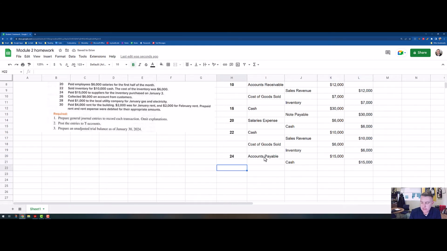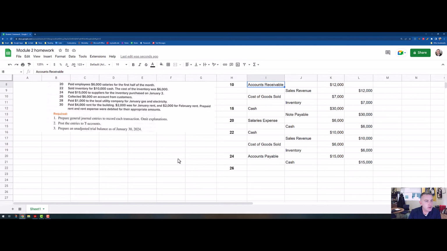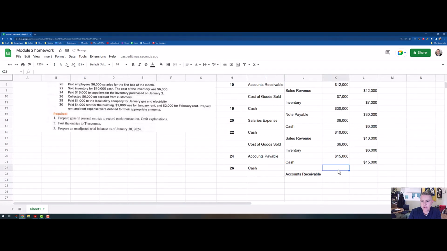How about the 26th? On the 26th, collected $6,000 on account from customers. So we previously sold some stuff on account. We had accounts receivable, and now some of the customers are paying us. We're going to say cash, accounts receivable, $6,000.